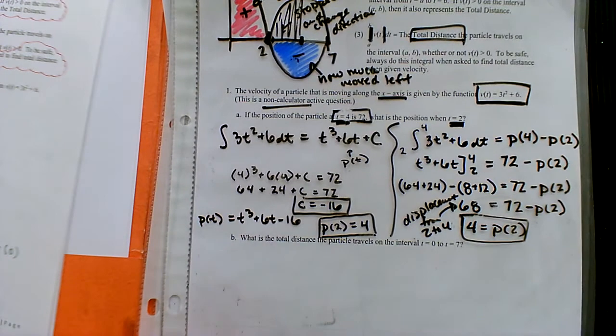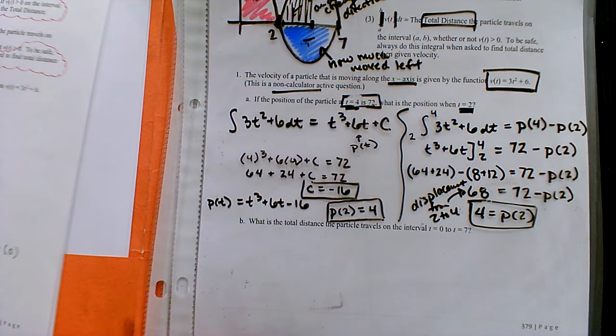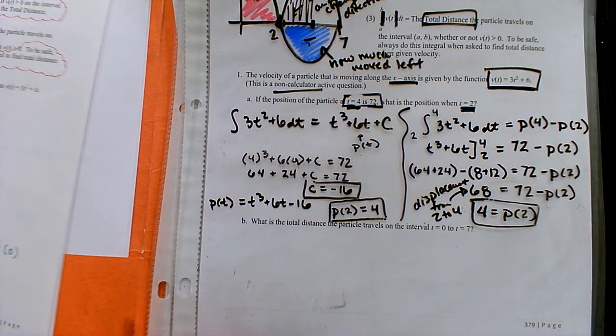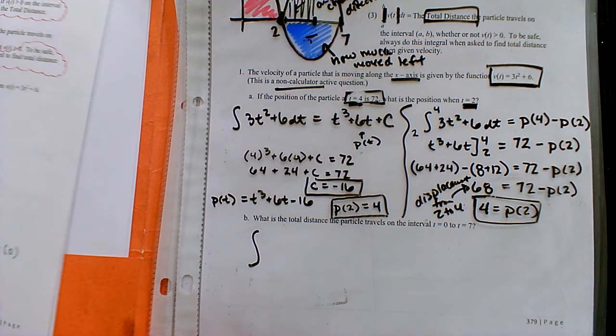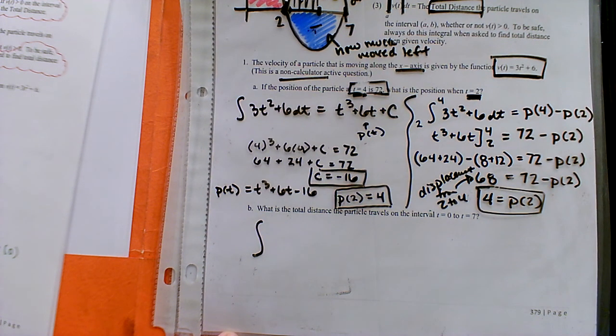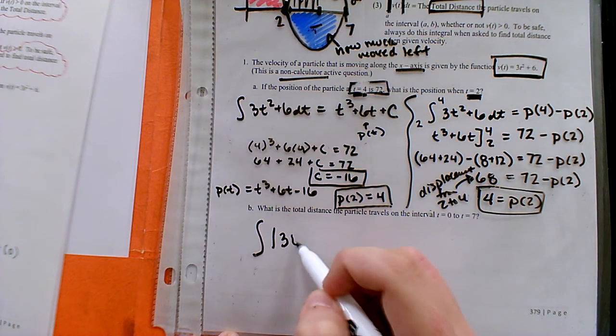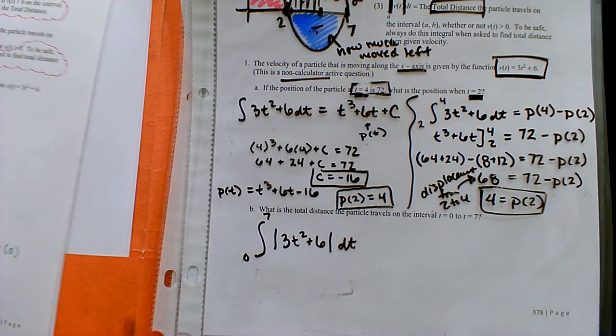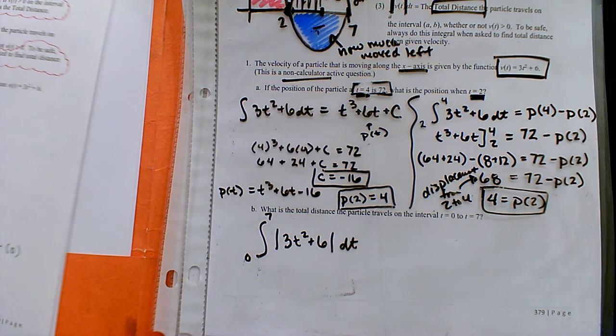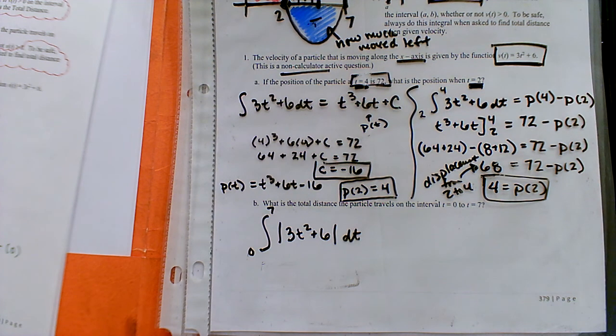What about B? What is the total distance of the particle on the interval from 0 to 7? Can we set up an integral to help us with that? What would it look like? Absolute value of velocity, and then our bounds are from 0 to 7. Okay. Now, we don't know how to work backwards from an absolute value. That's something that we do in higher calculus courses, but we can at least think about it.